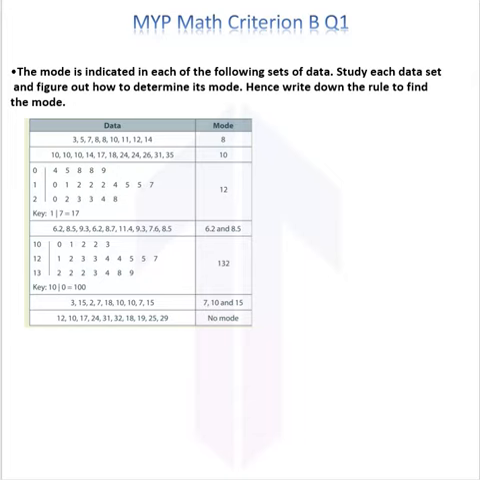So every time, a mode is a value, if you look at the data, that occurs the maximum number of times. Like here, it is 8 which occurs twice, so that is the mode. 10 occurs thrice, the maximum number of times, so that is the mode.